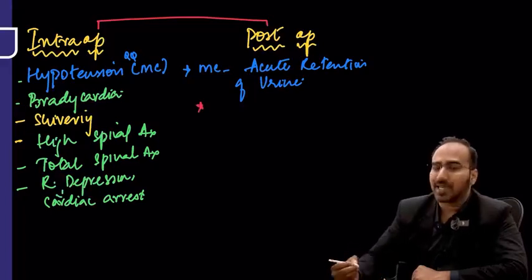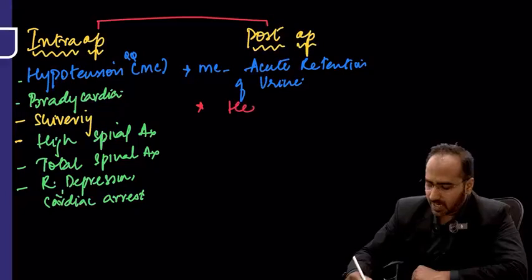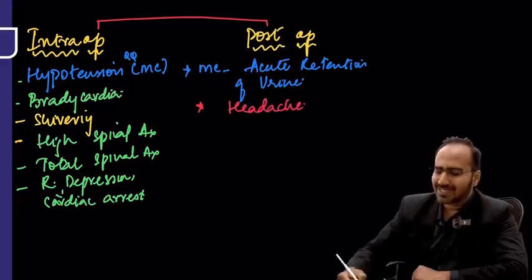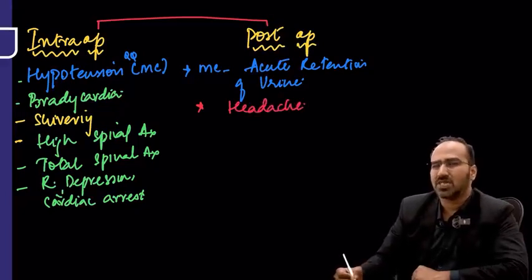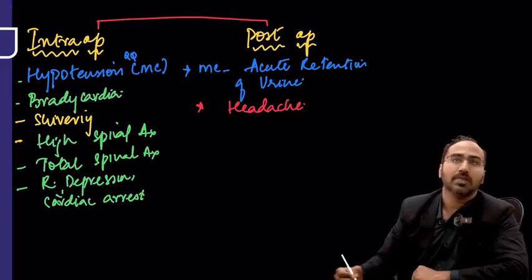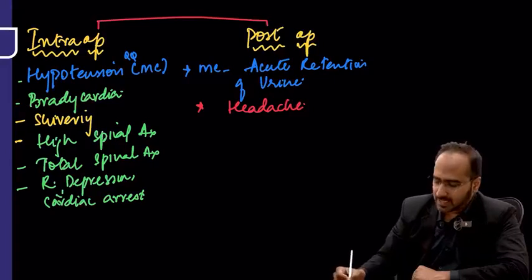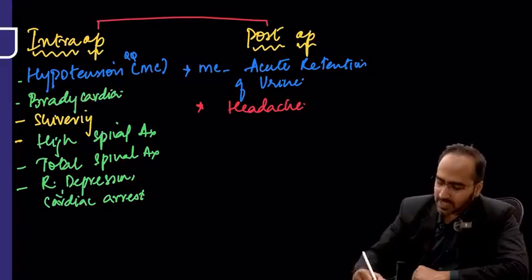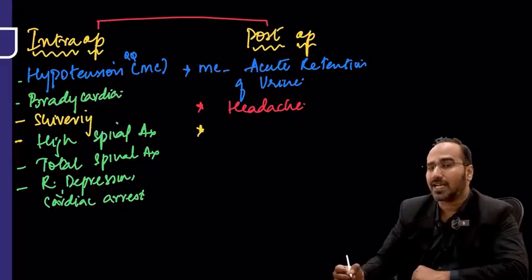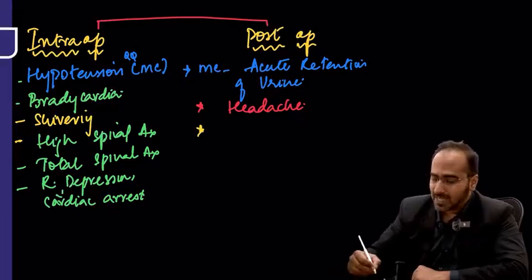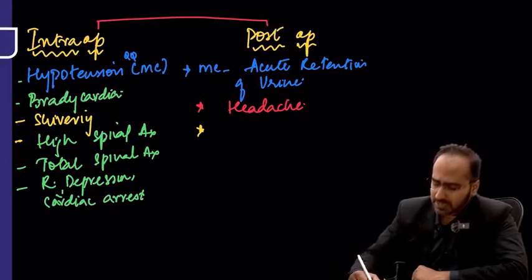Next complication that could occur is what? Headache. Nowadays, headache is not at all seen. Why? Because we are using a thin bore needle. Previously, we used to use a thick bore needle that was causing headache. Nowadays, headache is not seen. The next complication that you see in spinal anesthesia is what? Apart from headache, the patient might also have what?